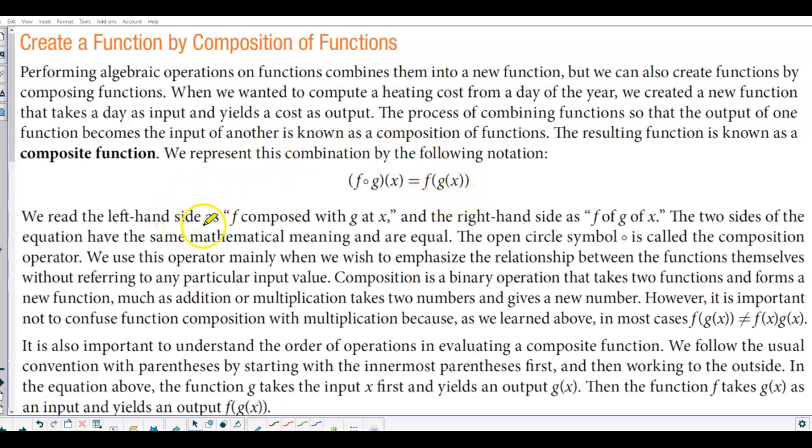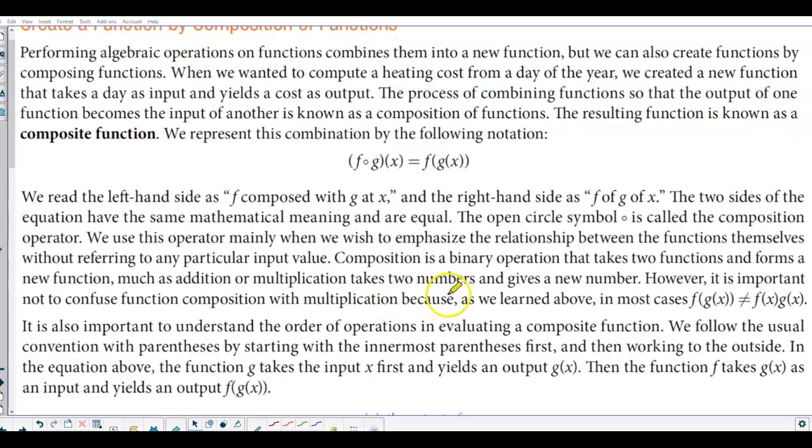Now, we read the left-hand side as f composed with g at x, and the right-hand side as f of g of x. The two sides of the equation have the same mathematical meaning and are equal. The open circle symbol is called the composition operator. We use this operator mainly when we wish to emphasize the relationship between the functions themselves without referring to any particular input value. Composition is a binary operation that takes two functions and forms a new function, much as addition or multiplication takes two numbers and gives a new number.